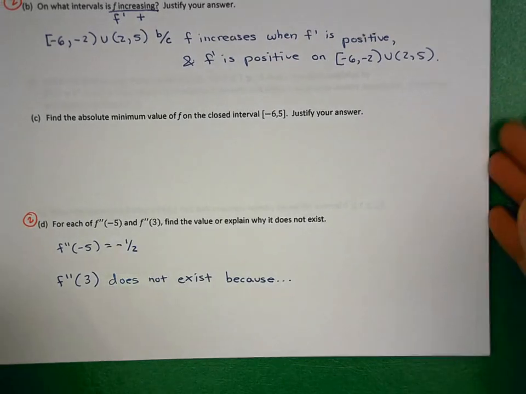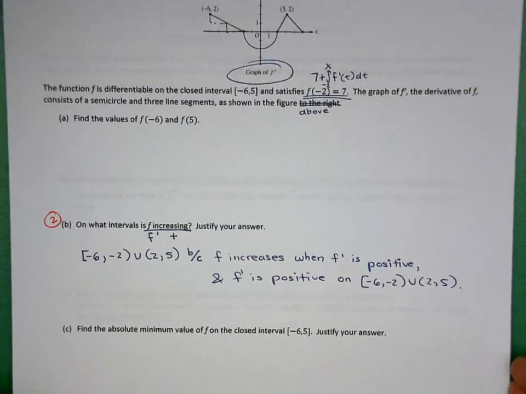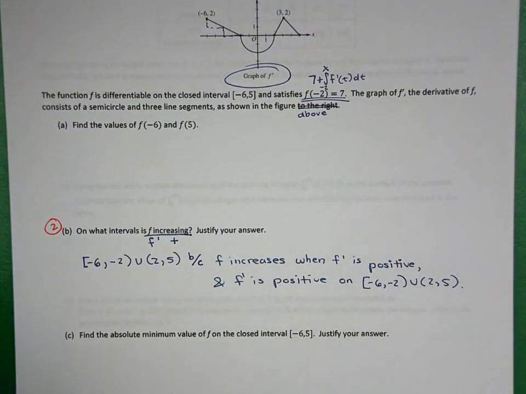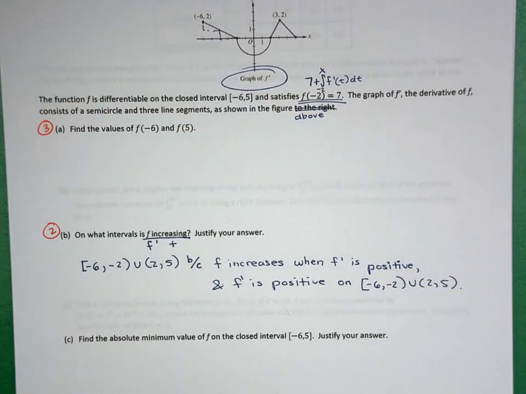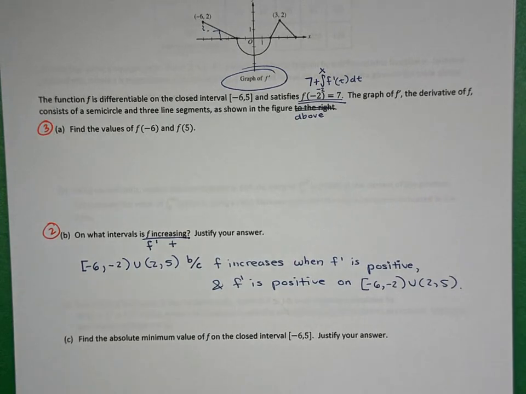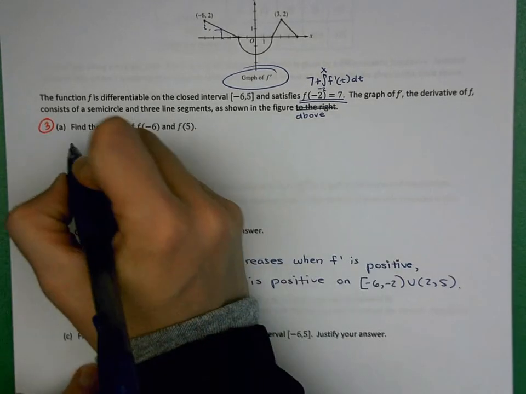Okay, so we're at 4 points. Going up to A. A was worth another 2 points, so we're at 6. I'm sorry, A was worth 3 points. So actually with A, you're going to be at a total of 7 points possible without even having done C. A says find the values of f of -6 and f of 5.